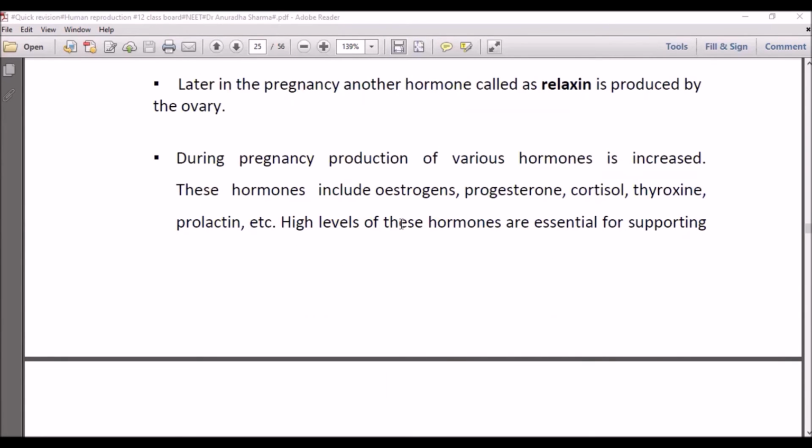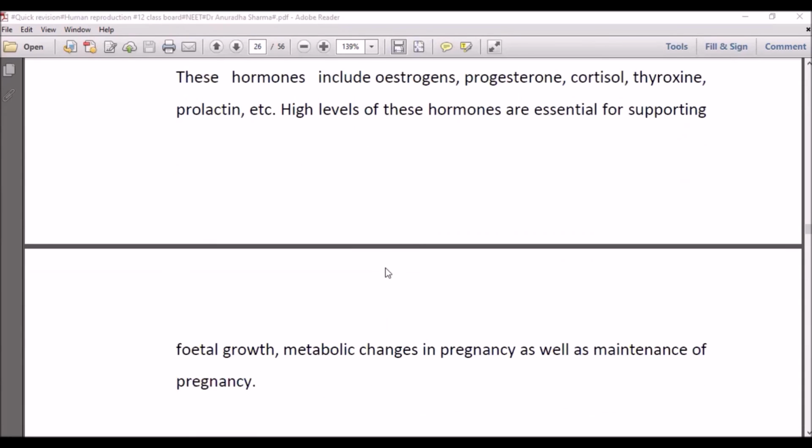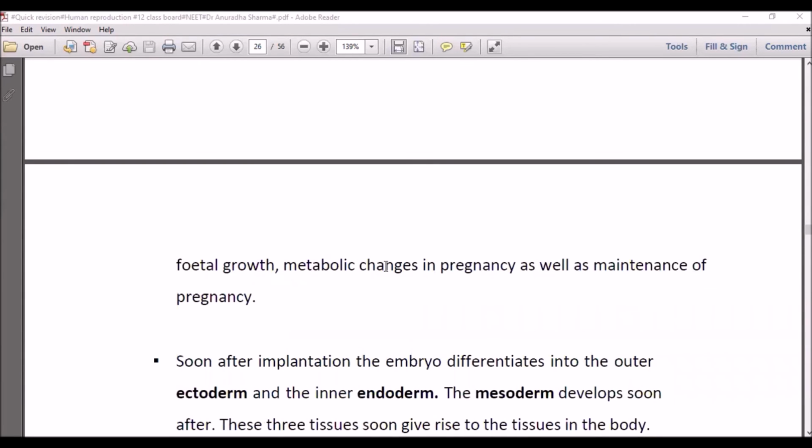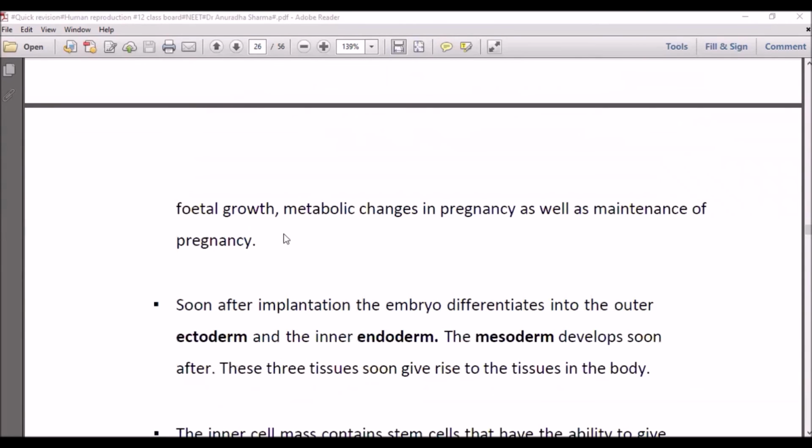So during pregnancy, the levels of various hormones increase, and the hormones are like estrogen, progesterone, prolactin. The level of these hormones increases to maintain the pregnancy. If the level of these hormones does not increase, then the pregnancy cannot be maintained. So to maintain the pregnancy, we need a certain level of these hormones.